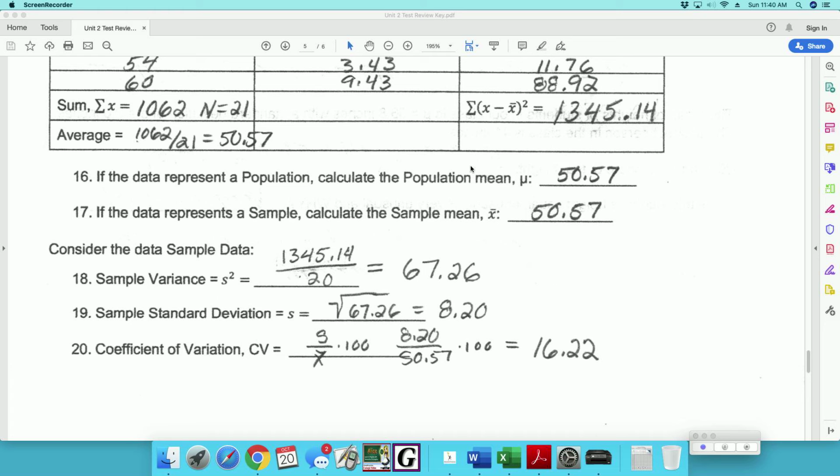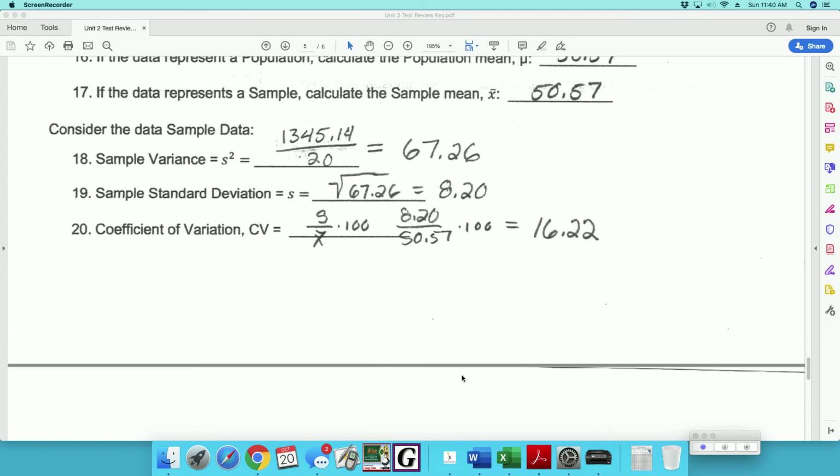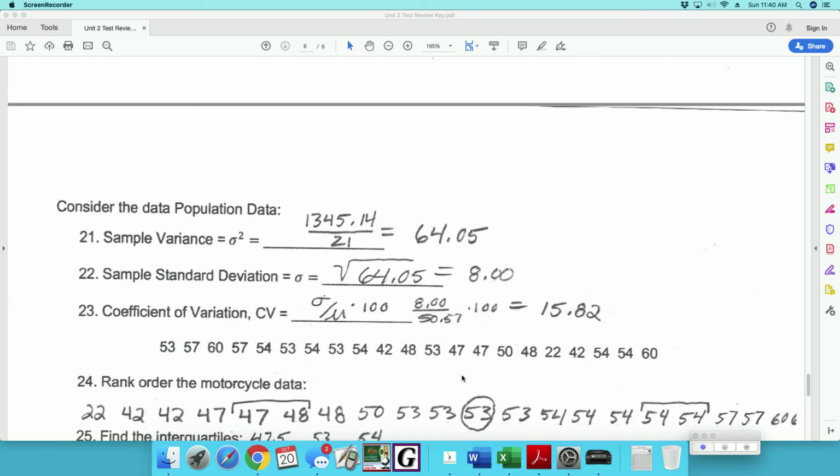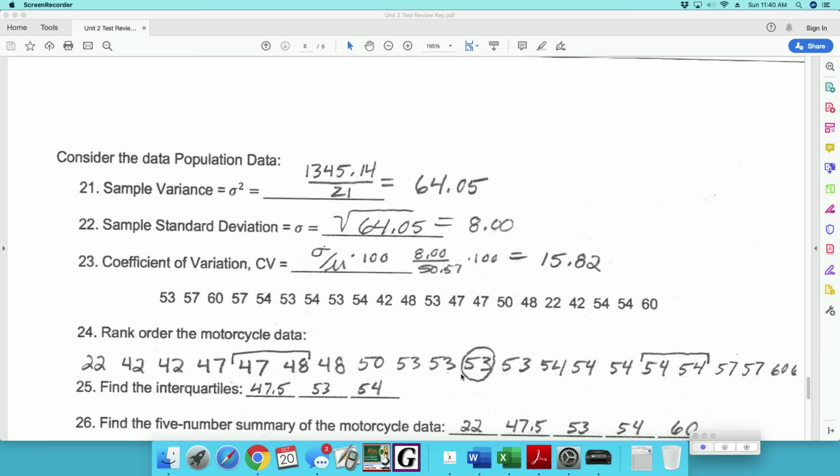Okay, so this is where we left off with part one. We did the coefficient of variation. We did standard deviation of the sample divided by the sample's average times 100. You got 16.22. Now let's consider the data a population.